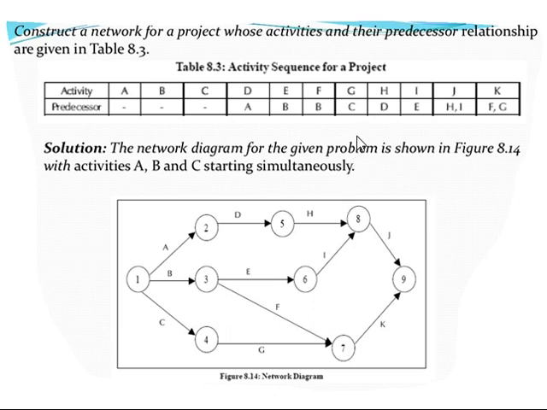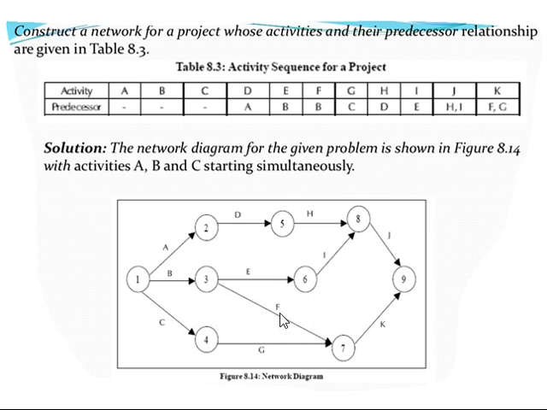Then if you observe the next activity, called G, this is the activity G, which has a precedence called C. That means the end of node 4 will be the beginning for activity G. Whatever the activity C is, it will end at 4. That will be the beginning for activity G.